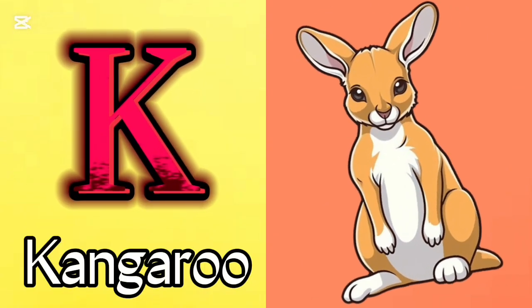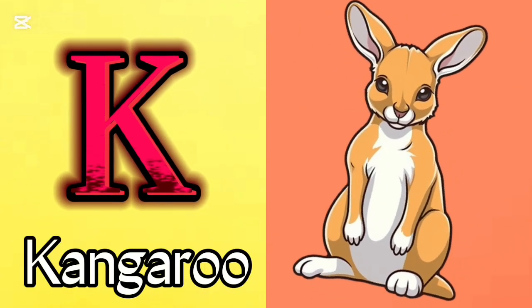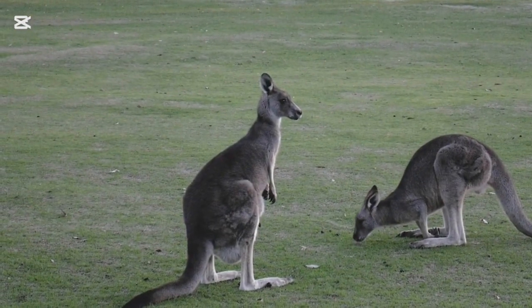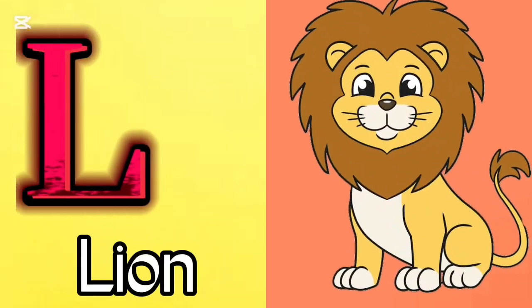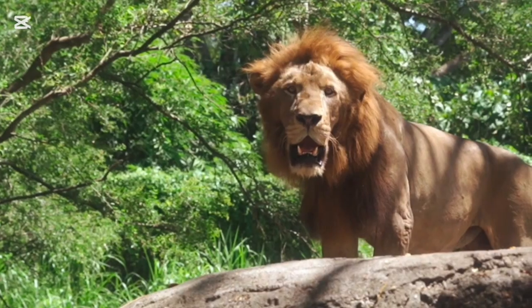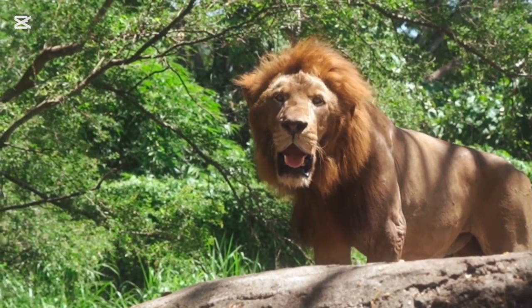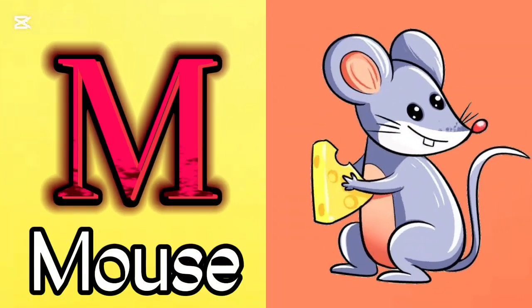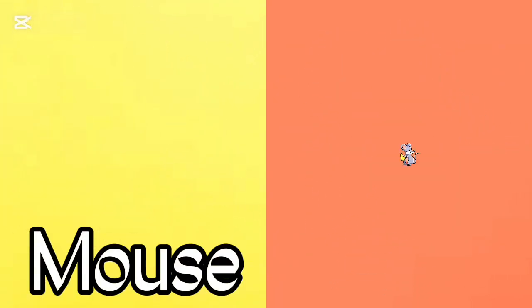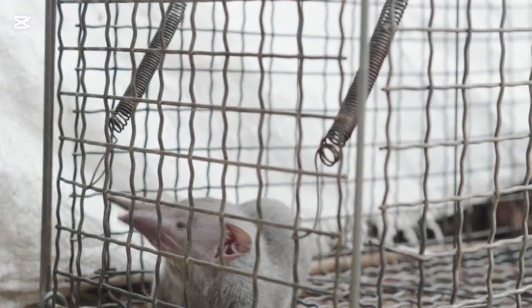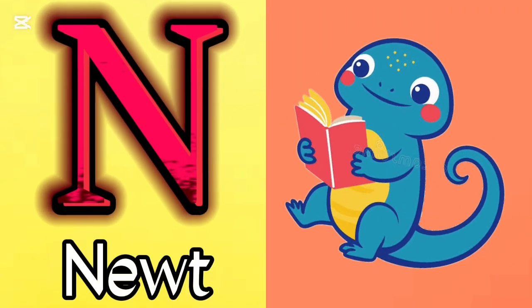K is for kangaroo. Kangaroo. K. Kangaroo. L is for lion. Lion. L. Lion. M is for mouse. Mouse. N is for newt.